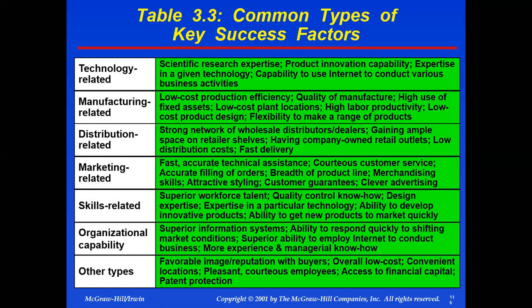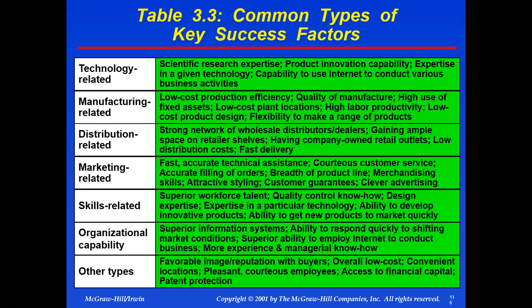Again, looking at the generic list of common types of key success factors, I have sorted out some of the key success factors for you, and you have to carefully develop the key success factors for your own industry through investigating the 3 questions we have just talked about on the previous slide. When we discuss technology related key success factors, that may include scientific research expertise, product innovation capability, expertise in green technology, capability to use the internet to conduct various business activities.